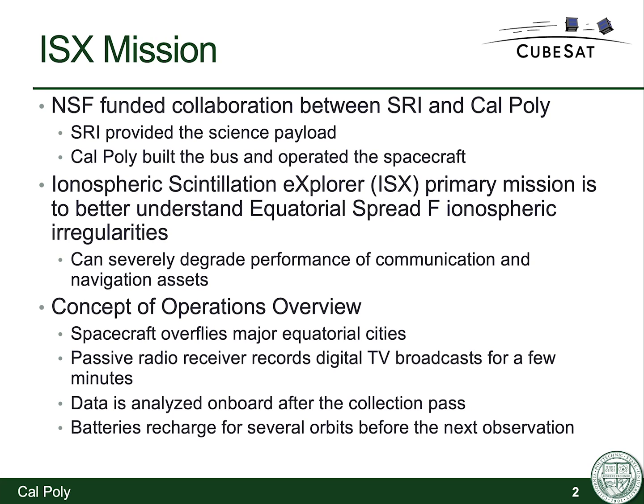The primary mission for the Ionospheric Scintillation eXplorer is to better understand the equatorial spread F ionospheric irregularities. The reason this is important is because these irregularities can severely degrade the performance of communication and navigation assets. So this is a space weather satellite that will help us hopefully predict and better understand these phenomena so we can use the other assets up there that we have.